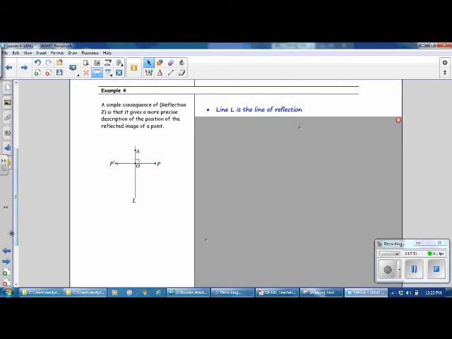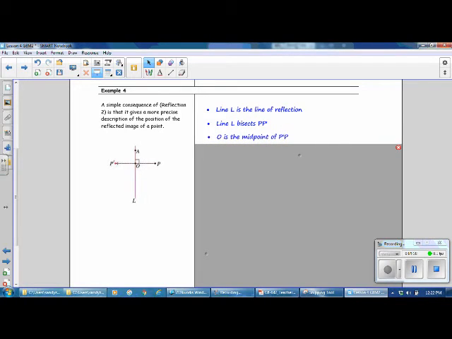Example 4. A simple consequence of reflection 2 is that it gives a more precise description of the position of the reflected image of a point. First, line L is the line of reflection. Next, line L bisects PP prime. Third, O is the midpoint of PP prime. So when we're talking about PP prime, this is the segment connecting point P and P prime.